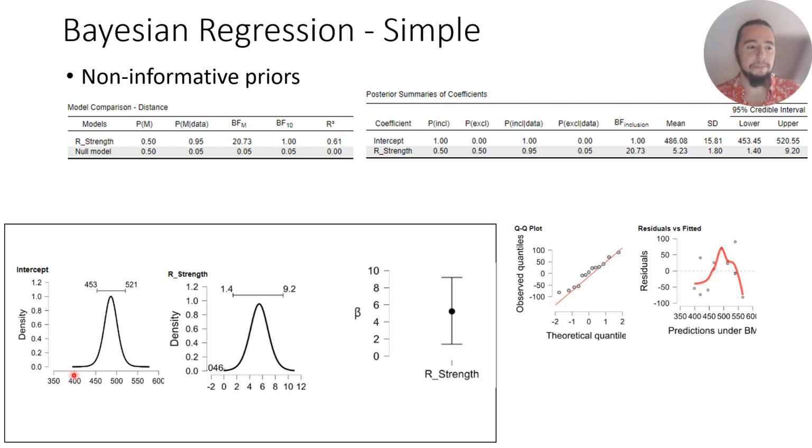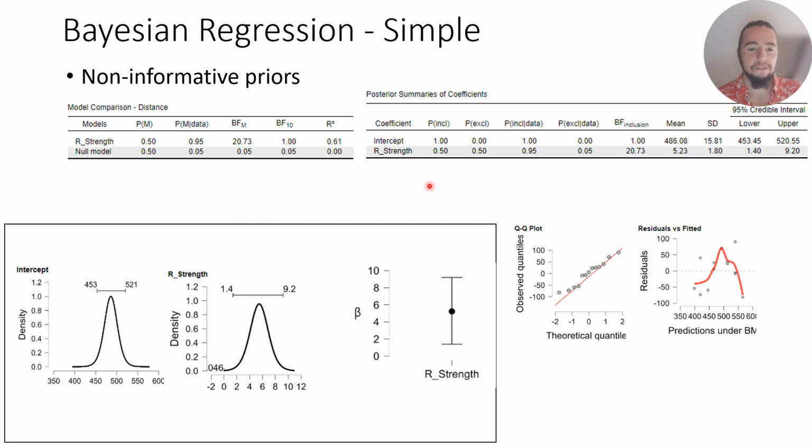Okay, so this is an example of a simple regression with non-informative prior. We have the null model and one single predictor. We have 0.50 as priors and given data 0.95 regarding this variable and 0.05 of the null model, with 20 as Bayes factor. That's pretty strong, not super strong, but pretty strong.